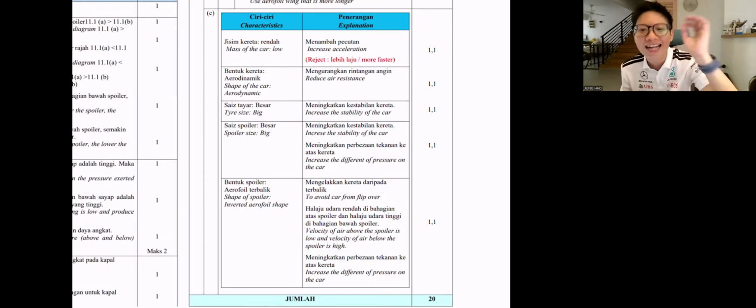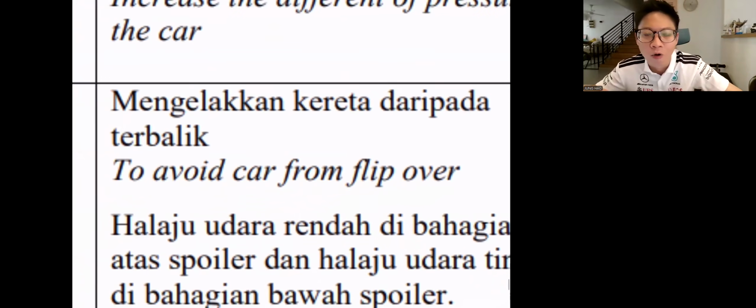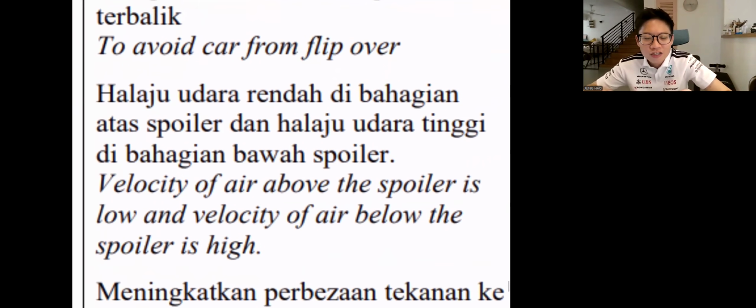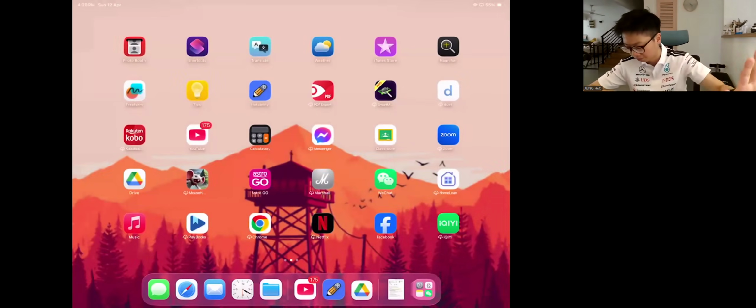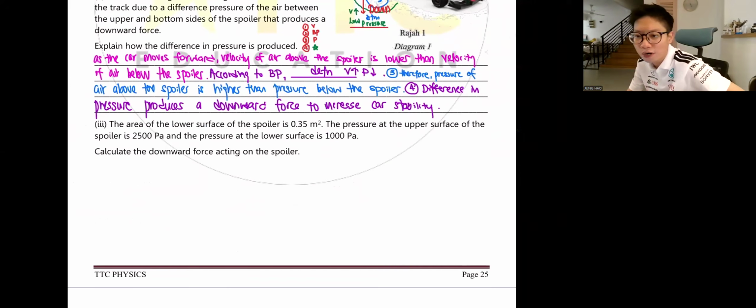Of course, there's a lousy answer, like to avoid car from flip over. So lousy answer. The better answer is that the velocity of air above is low and below is high, then you can produce the pressure difference. So this answer is so much better. Okay, all right. Last question for today.